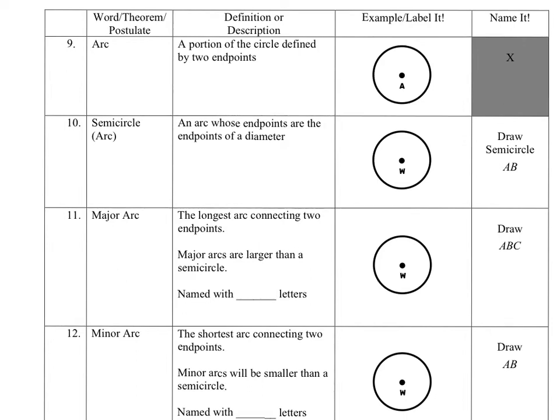All right, folks, back in action here, continuing our circle vocabulary. Lots of words that we want to get under our belt before we really dive into this chapter. So the next thing that we're going to talk about on our list of words is an arc, okay?